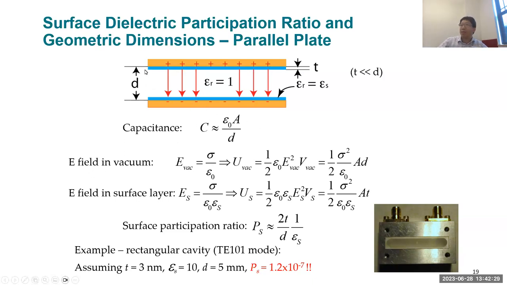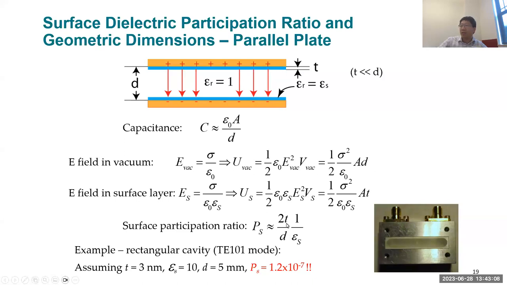You can calculate the E field in vacuum in the middle. This sigma is the surface charge density divided by epsilon naught, which gives you the E field in the middle. And for the E field in the surface layer, you have to know the dielectric constant of the surface layer. And you can calculate that. And you can calculate what is the total energy of the electric field in the vacuum, or in your total capacitance. That's this number. And what is the total electric field energy stored in the surface layer? It's this number. The ratio of these two is what we call the surface dielectric participation ratio, written here.